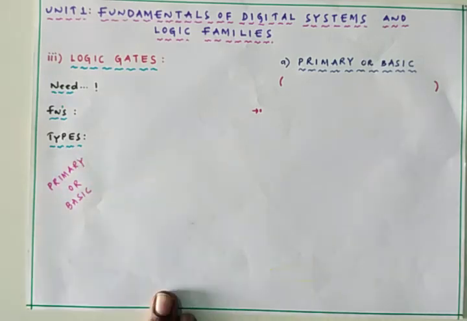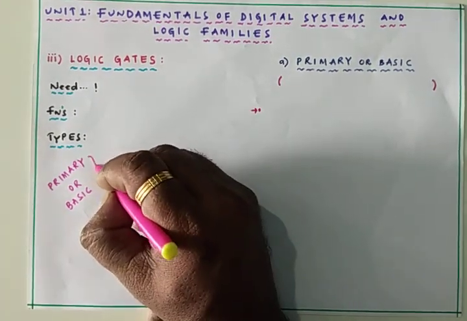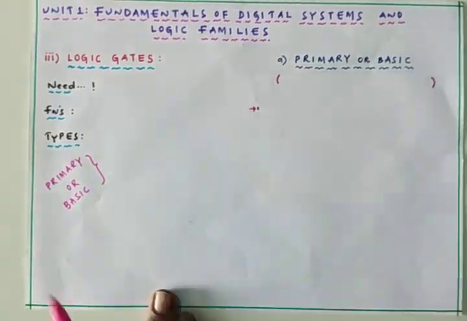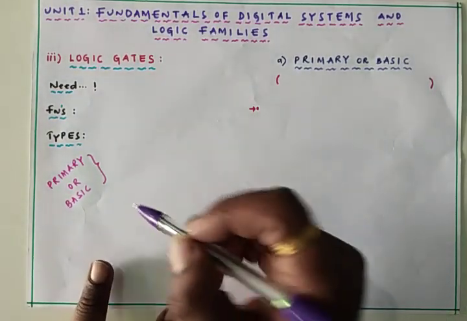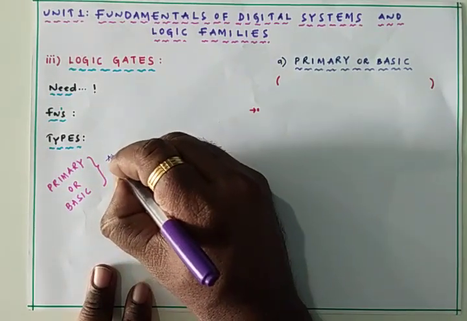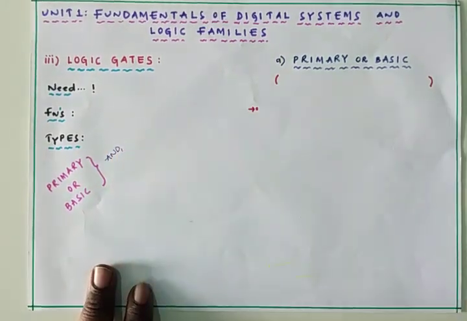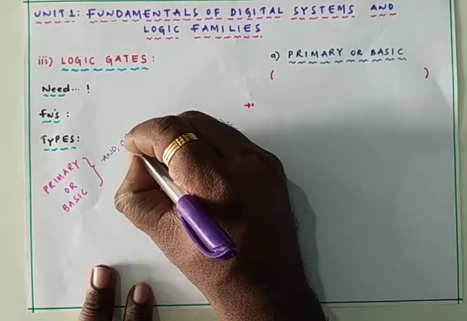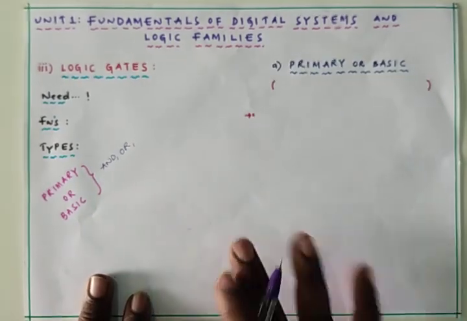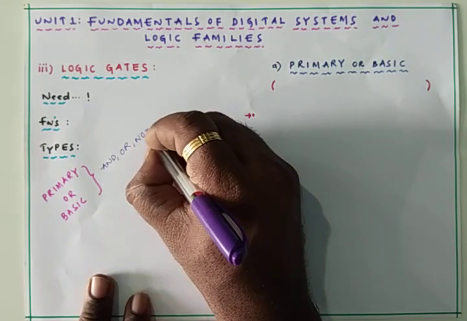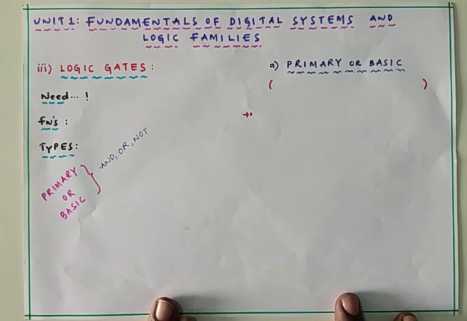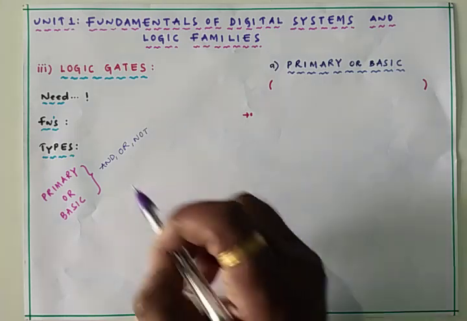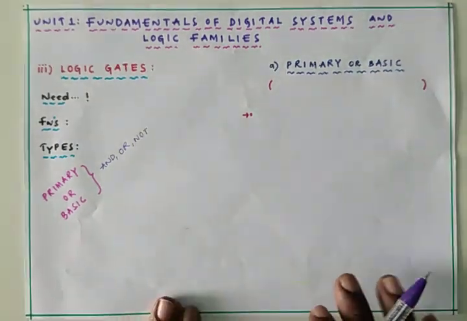In this classification, we have three logic gates. First logic gate is named as AND gate. Second logic gate we can call OR gate. Third logic gate we can call NOT gate, also called inverter gate. One point to be noted here: the names of logic gates must always be written with capital letters only.